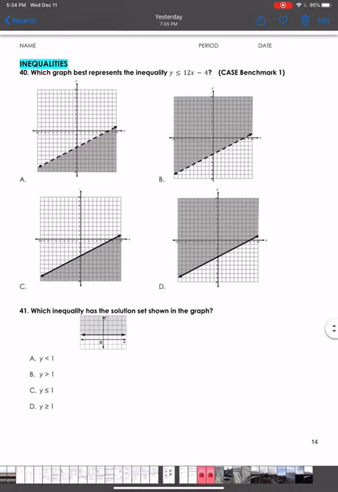Now, this final section is inequality, so I'm going to take a break here, and I will post this last section in a separate video, part 4.